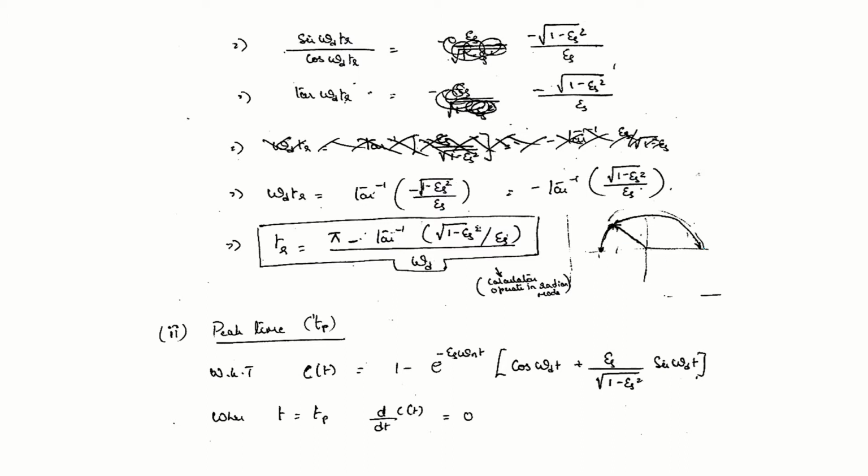So we have to find time taken for the response to rise from 0 to 100%. So we are getting this value, we should get this positive value. That's why I subtract from pi: pi minus tan inverse of root of 1 minus zeta square by zeta. Okay, then this omega d comes out. So this becomes the rise time equation. Okay, remember, tr is pi minus tan inverse of root of 1 minus zeta square by zeta, divided by omega d. So the angle should be in radians. That's very important. So we'll get rise time in seconds.